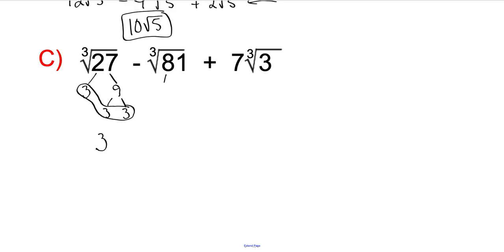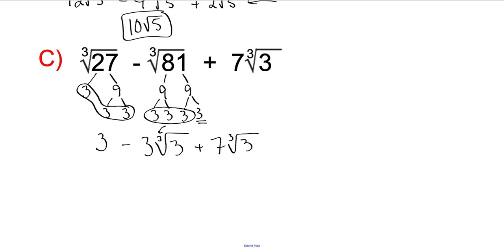81 is a 9 and a 9. Those break down into 3's. Looking for 3 of a number for a cube root. So the 3 would come out, that 3 would go back underneath there. And don't forget the index. You can't forget that because it's important when you're adding and subtracting radicals that the indexes match.